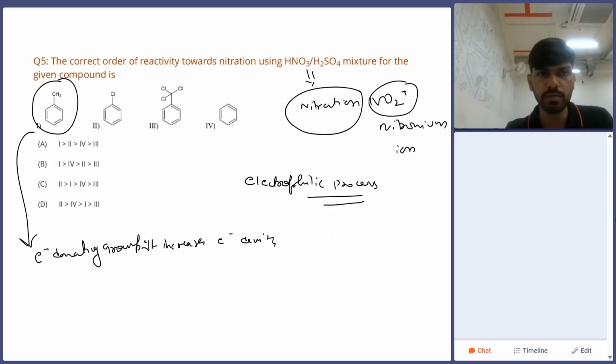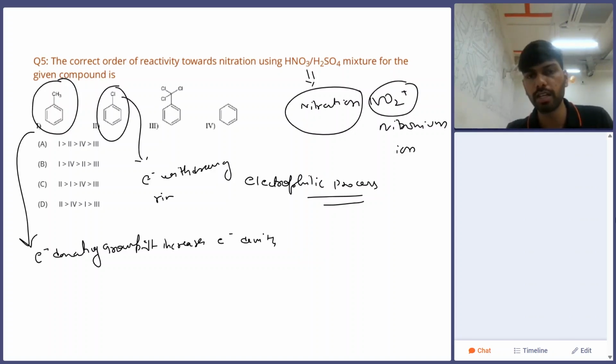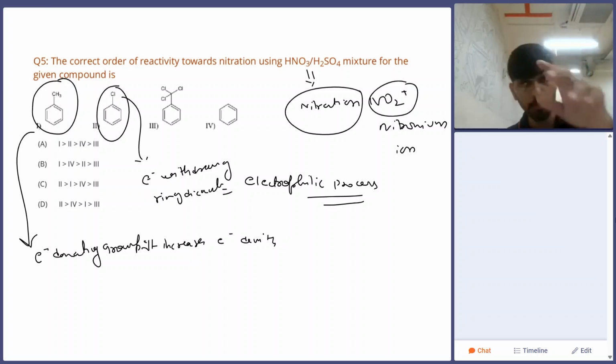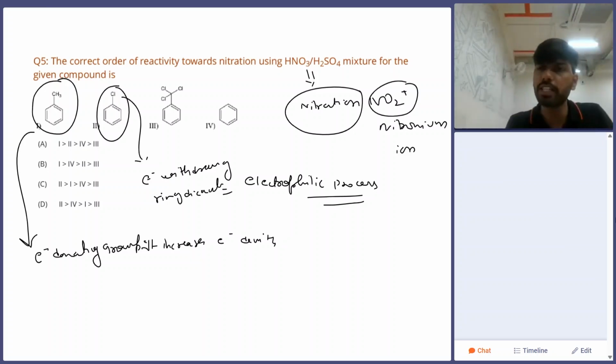Then the second one, the Cl group, is electron withdrawing; it withdraws the electron, so the ring is deactivated. Here plus M also works along with minus I, but minus I is more dominant. Since minus I is more dominant, it is taking out the electron, and electrophilic aromatic substitution is very, very less. So the correct order is the first one most, then benzene, then 2 and then 3, because 3 has Cl groups. That is option B. I hope this part is clear to all of you.